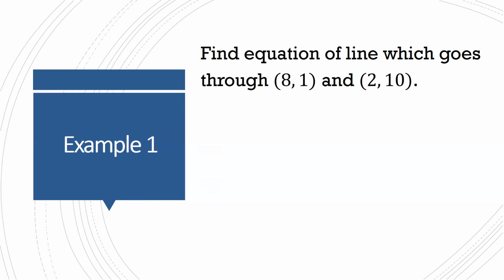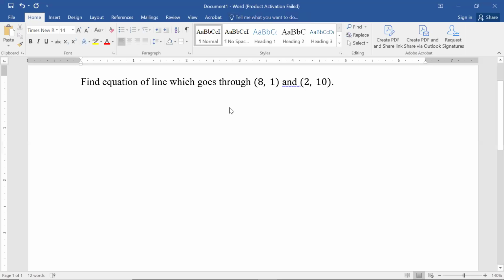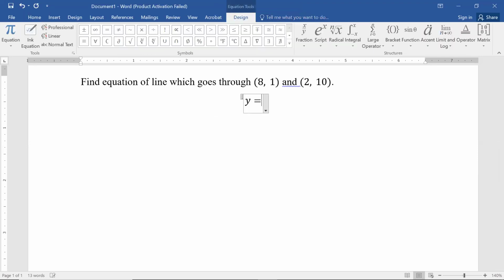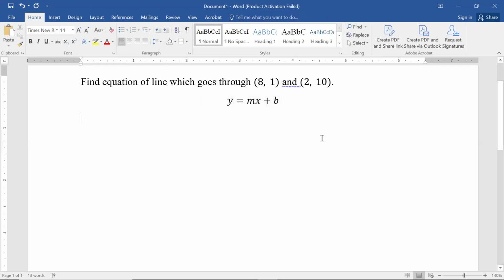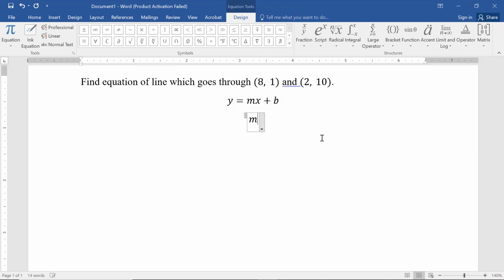Let's do an example. Let's find the equation of a line that goes through the points (8, 1) and (2, 10). I know I want my equation of a line to be in slope-intercept form. Again, that's the form I'm choosing. And so I need to find the m and find the b. I'm going to find the m first using that slope formula.